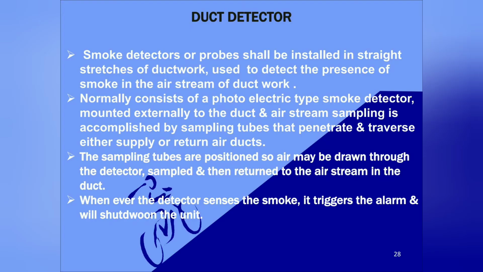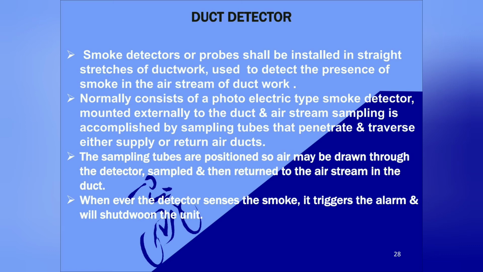Now let's discuss the duct detector. A duct detector uses smoke detectors or probes that shall be installed in straight stretches of ductwork to detect the presence of smoke. It normally consists of a photoelectric type smoke detector mounted externally to the duct, and air sampling is achieved through sampling tubes which penetrate into the duct.